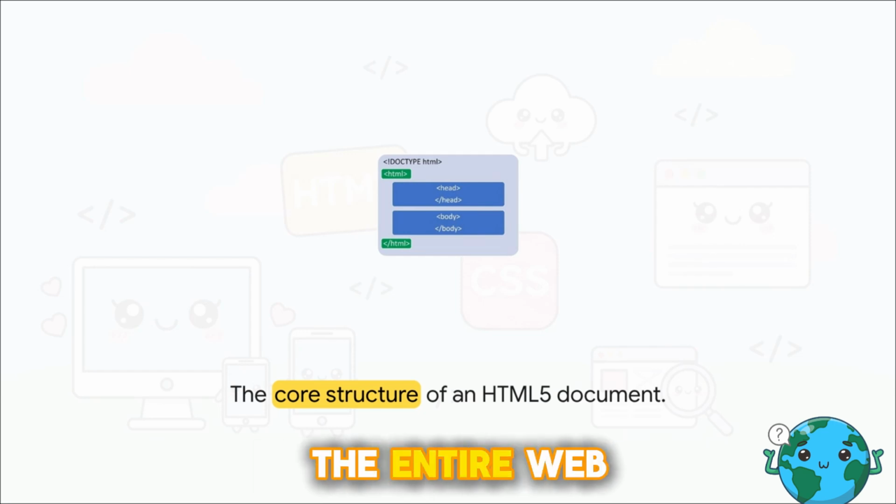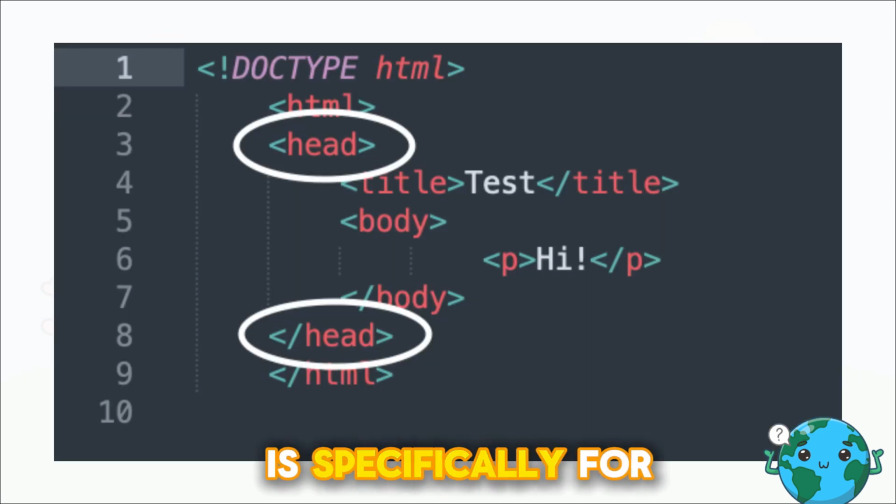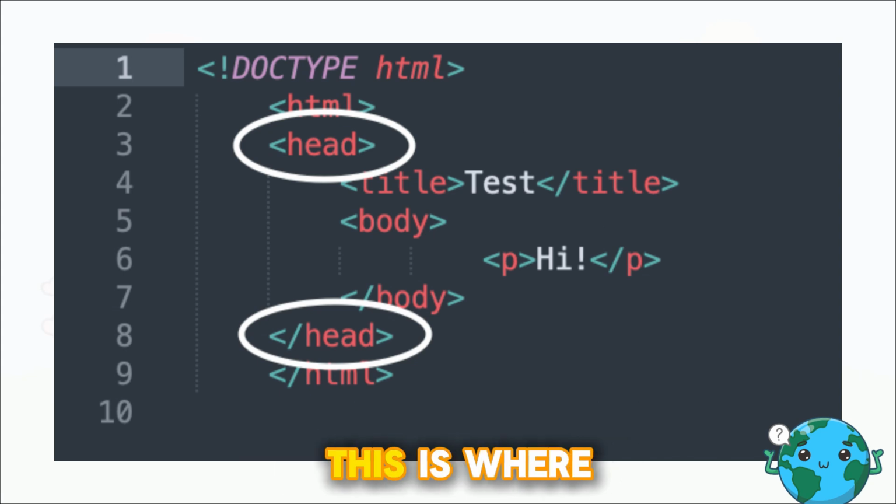Right after that, the entire web page is wrapped inside one giant HTML container. And inside that main container, we break things down into two main rooms, the head and the body. Now, the head section is specifically for hidden metadata. This is where you'd put the title that shows up in the browser tab at the very top of your screen. But keep in mind, nothing in the head section actually shows up on the page itself.